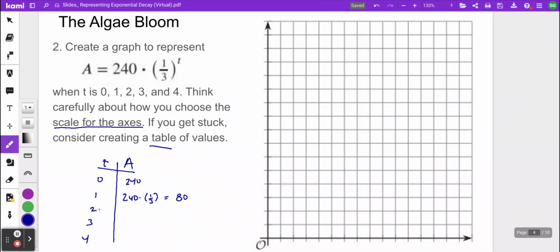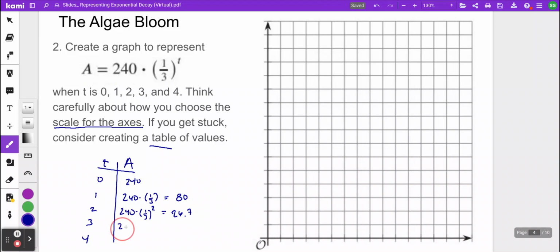For t equals 2, I'm just using my equation. That would be 240 times 1/3 squared. And so to do that, you can use your 80 and multiply it by 1/3 again, or you can go ahead and do this math here. Either way, we are going to get 26.666666. So I'm just going to round that to 26.7.